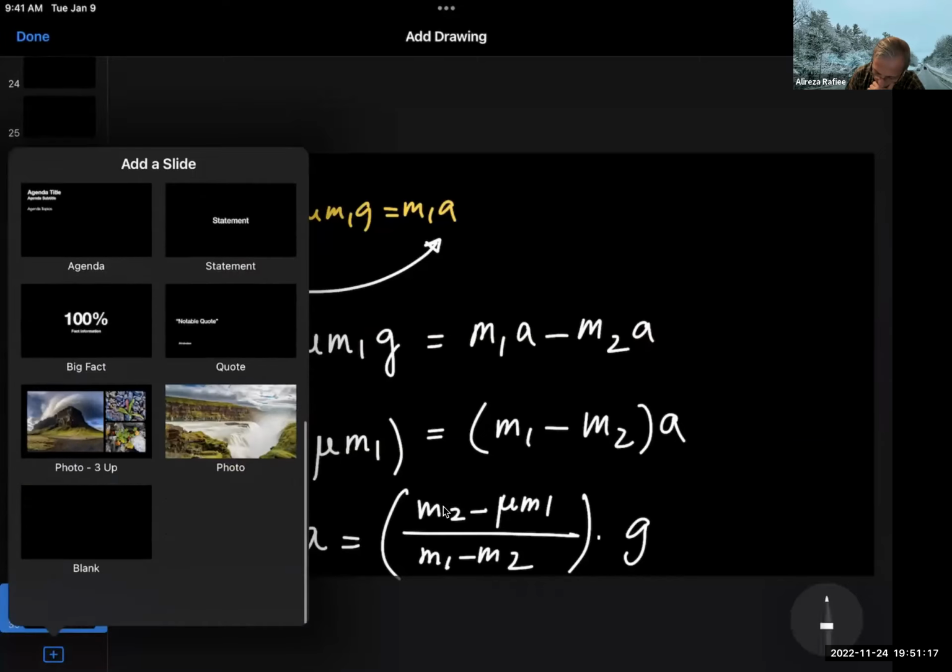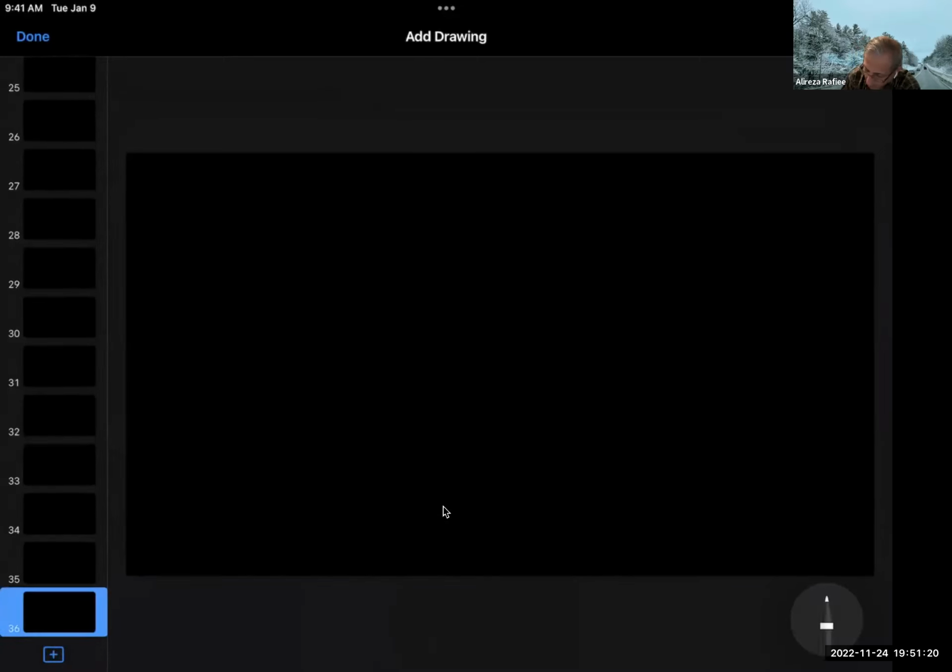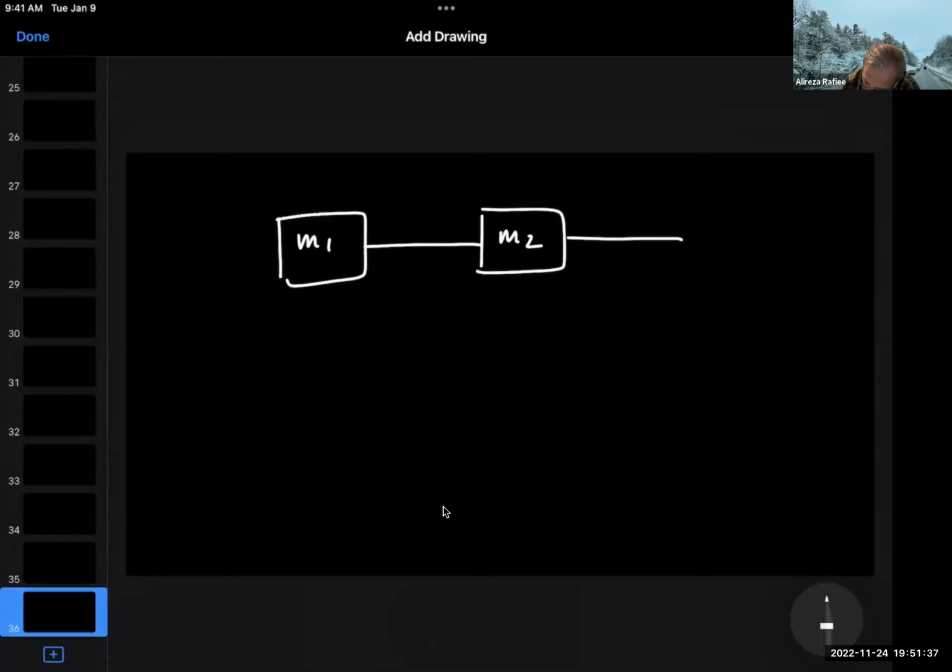Let me solve something a little more complicated. Actually, I'll give it to you. You solve it, right? So let's say you have an object on a surface, M1, and then you have another object called M2, and they are connected together. And then you have another object called M3, and then you pull it with some force F upward, with some angle like 45 degrees. Let's say M1 is the same as M2 is the same as M3.